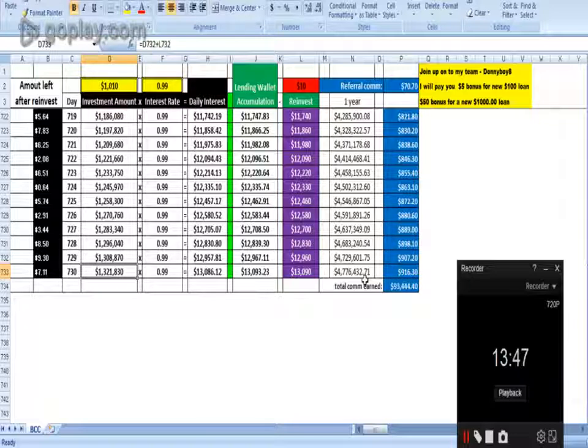Now, this is, again, without any referrals. BitConnect does have an awesome referral program where you get a percentage of anybody that you refer into the company. You would get a percentage of their loans that they make. That's not even including any of that.